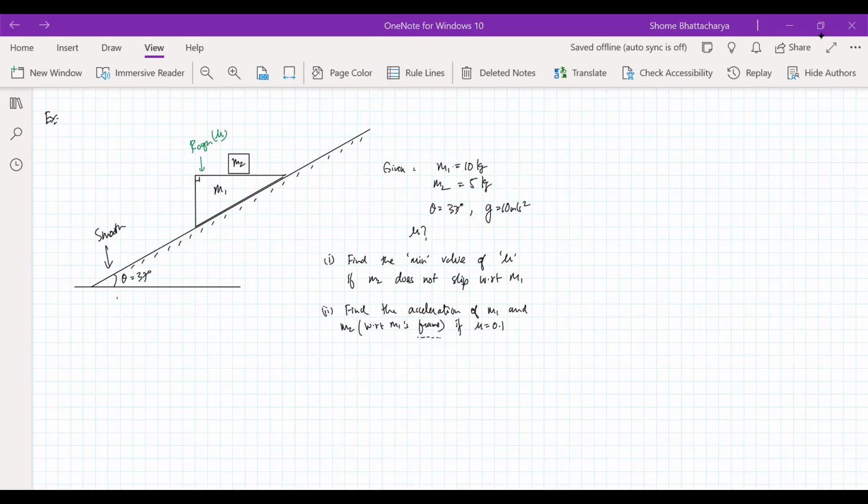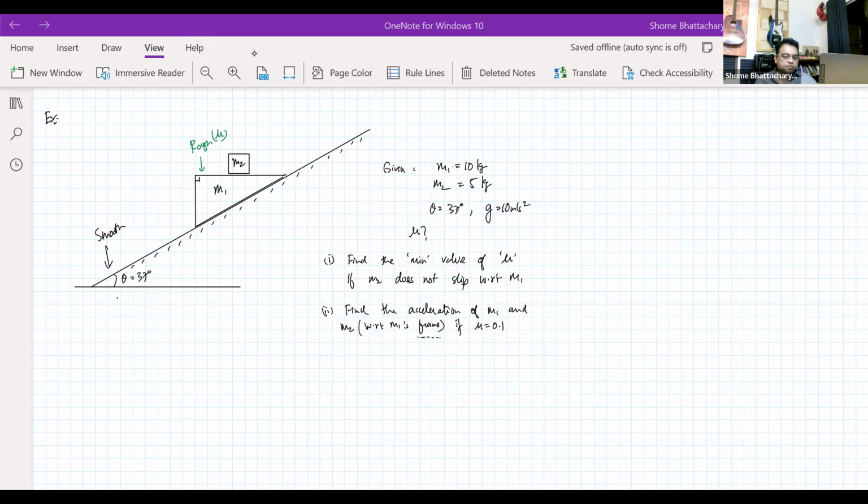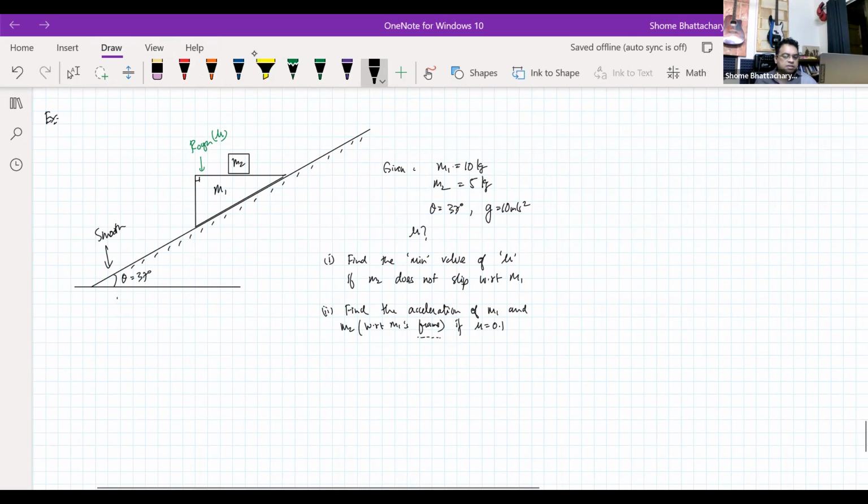Exactly, Rishita. For both parts, we'll consider M1's frame only. But the difference is that in the first part, M2 is at rest with respect to M1. So it's a pretty simple situation in that regard.